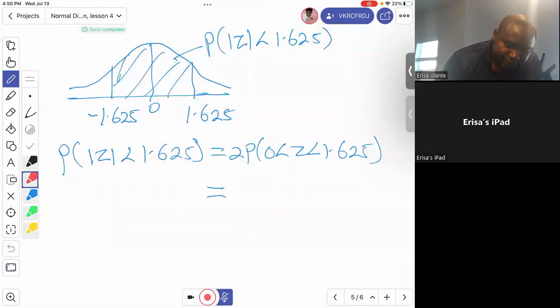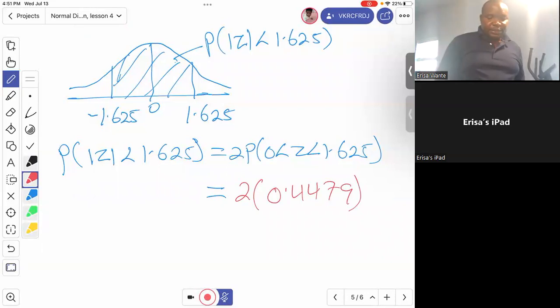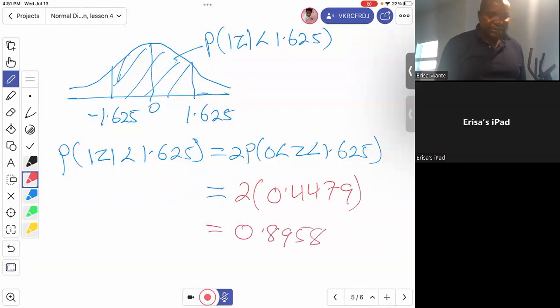This will be 2 times 0.4479. Just double that probability. 2 times 0.4479, you get the answer as 0.8958. So we have learned how to read the probability between a negative value and a positive value, which are exactly the same in magnitude. And that's how we write it: magnitude of Z is less than a value.